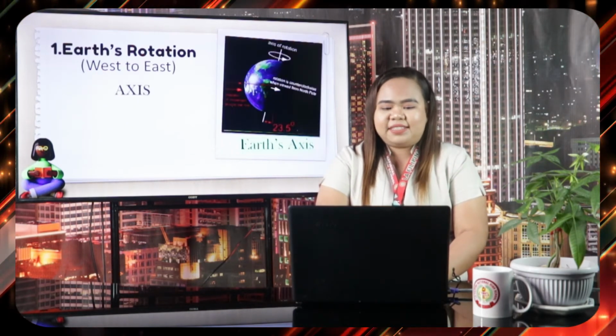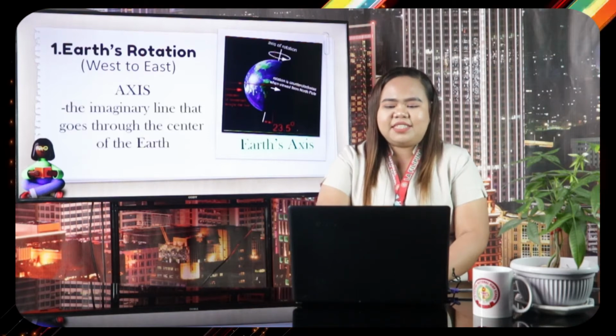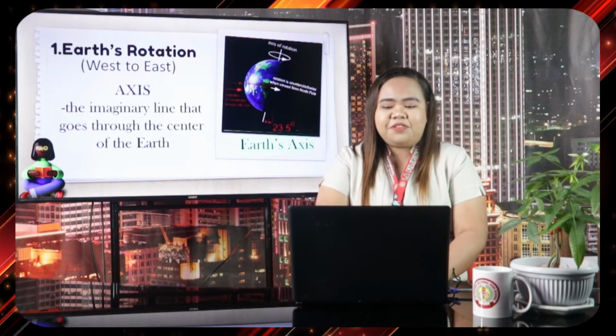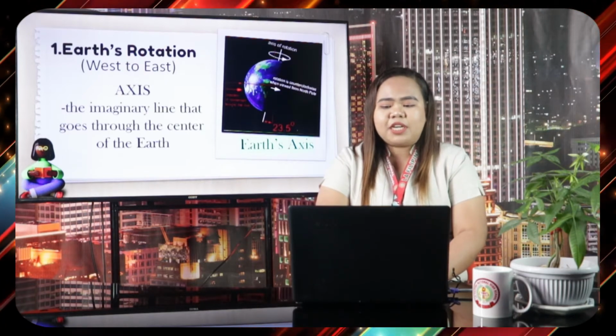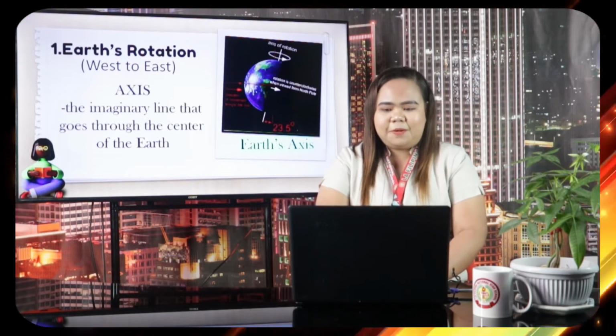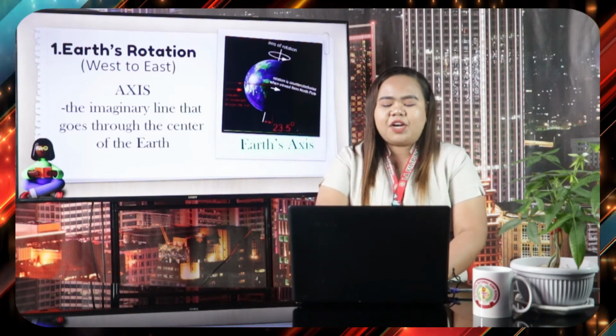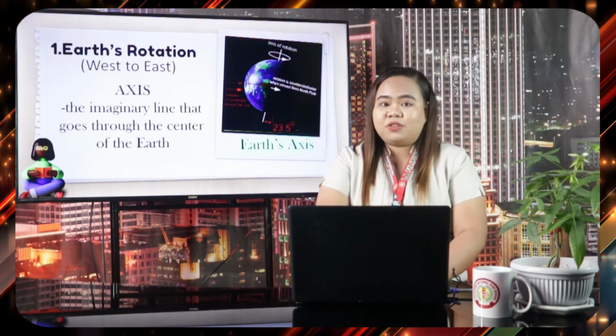What is an axis? An axis is an imaginary line that goes through the center of the Earth. It is an invisible line around which an object rotates or spins. The points where an axis intersects with an object's surface are the object's north and south poles.